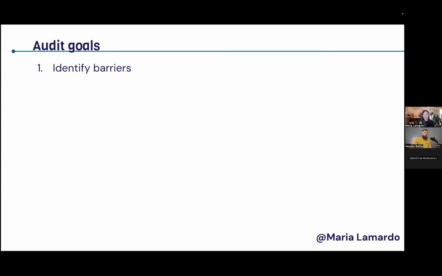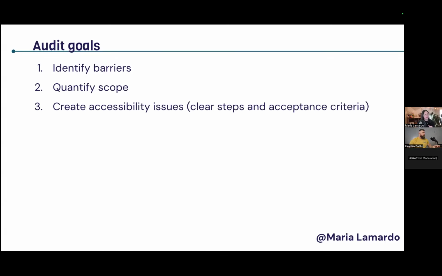So I would say number one is to identify the barriers that prevent people from completing their key tasks. Number two is to measure the scope. What should be isolated page issues versus template-wide issues, like Hayden mentioned. Also produce remediation-ready tickets or issues that have clear steps and acceptance criteria.